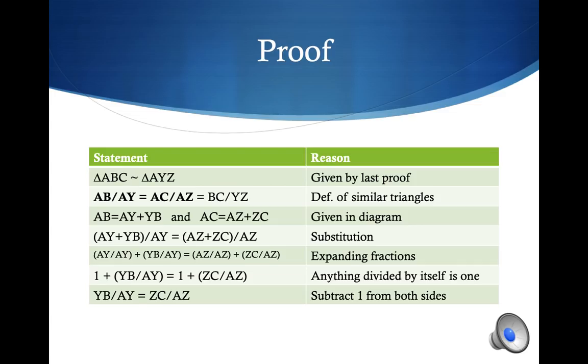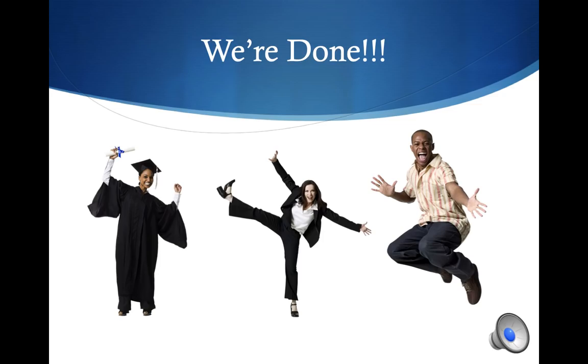We also know that anything divided by itself is 1, so this can be simplified to 1 plus YB divided by AY is equal to 1 plus ZC divided by AZ. And finally, we can subtract 1 from both sides to prove that YB over AY is equal to ZC divided by AZ. And with that, hooray, we're done!